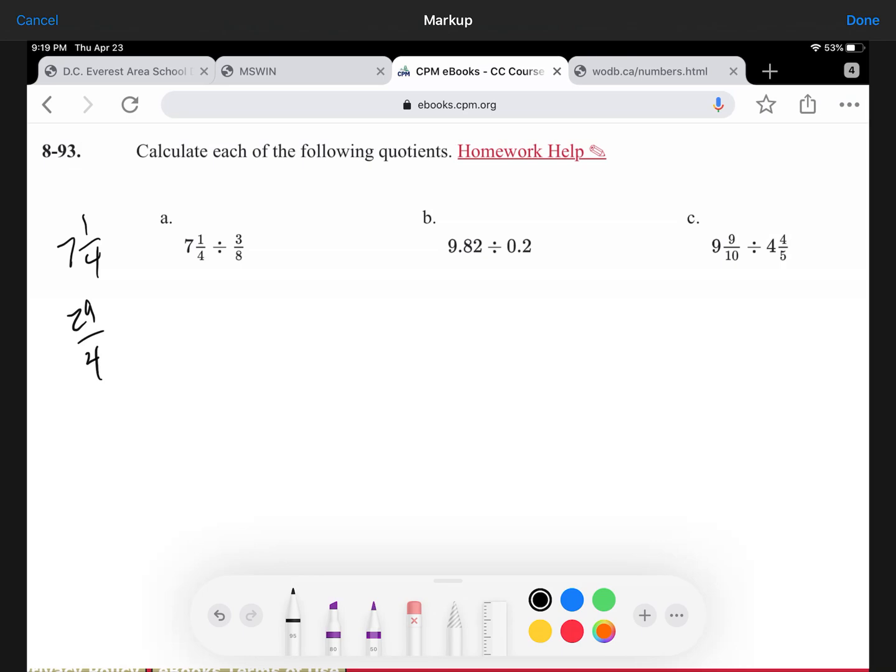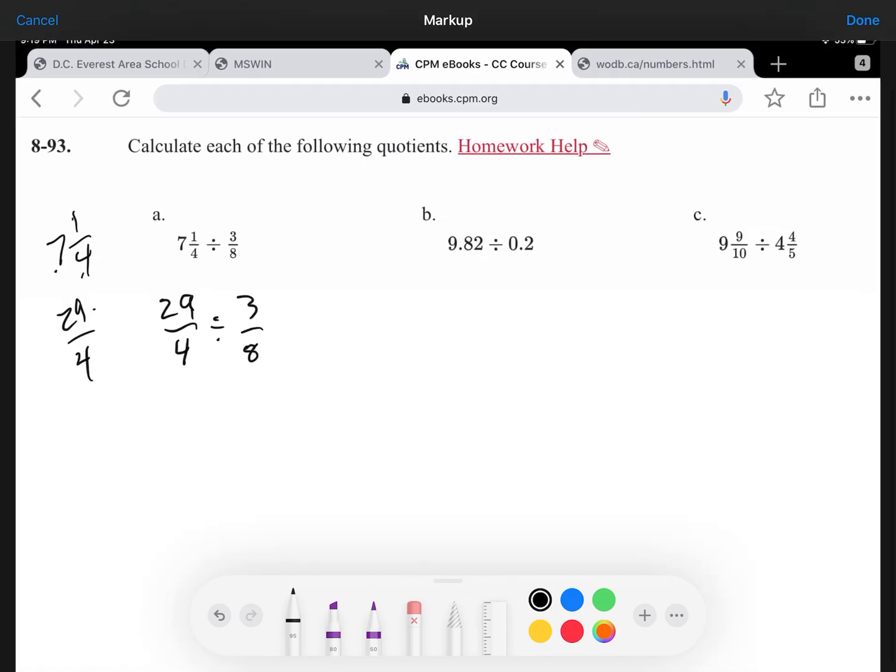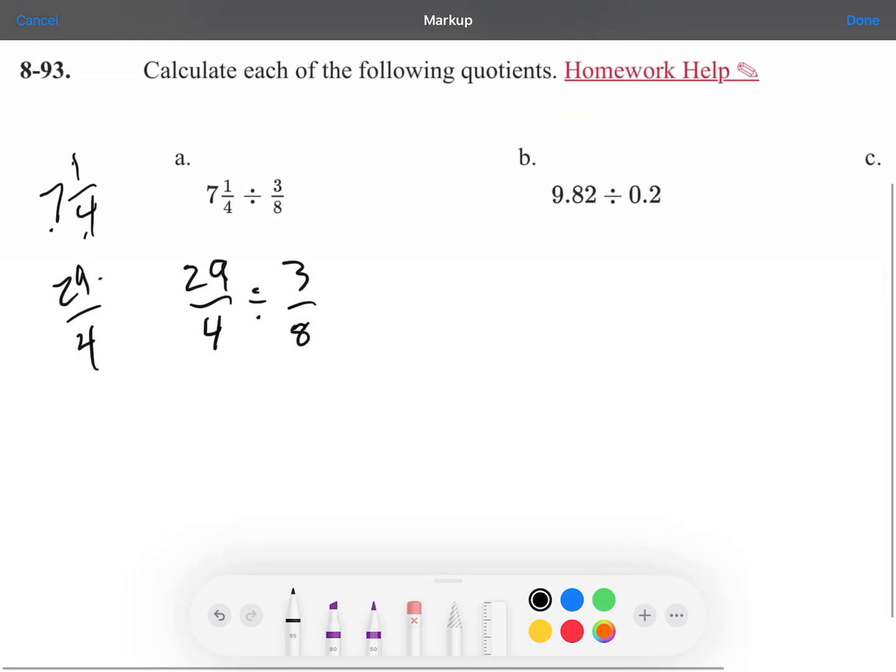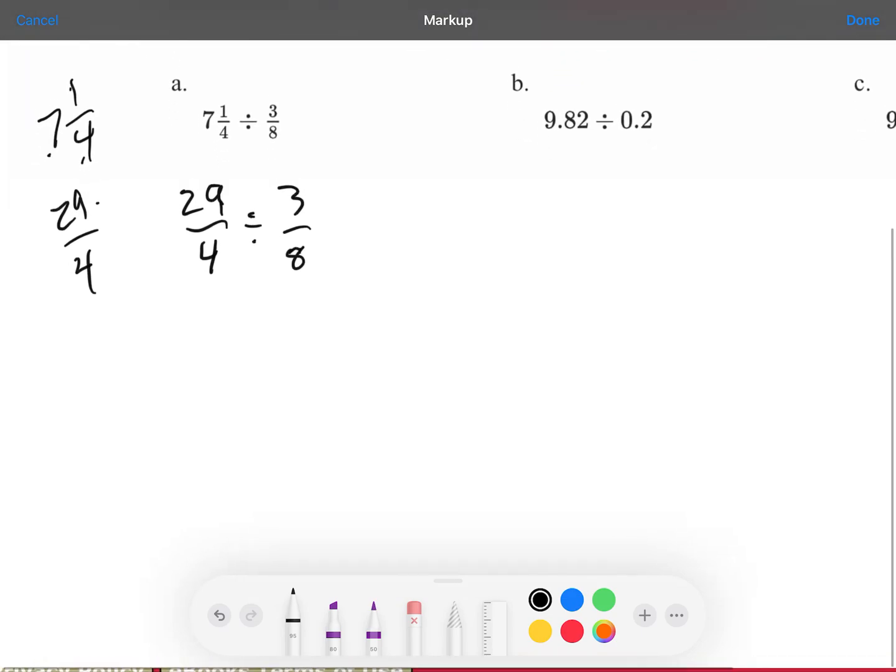And how did we get that? We know that the shortcut is 4 times 7 is 28, plus 1 is 29/4. That would probably be the quickest way to get there. So we have 29/4 here, and we're dividing it by 3/8. Whenever we divide by fractions, we need to make sure that we multiply by the reciprocal.